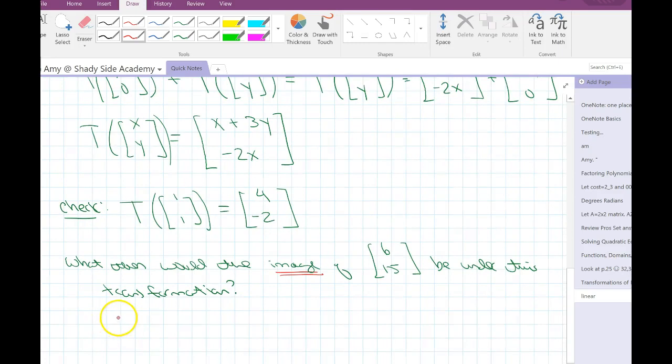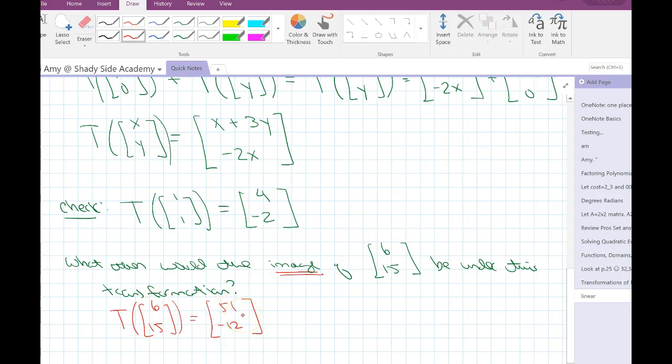Well, under this rule, the transformation of the vector 6, 15 would be, let's see, 6 plus 15 times 3, 45 plus 6, this is 51, and negative 12. Now, I want you to think about this a little bit more abstractly. What's happening here is some two-dimensional entity, a vector, whoa, that's a wild idea, is being transformed into another two-dimensional vector.